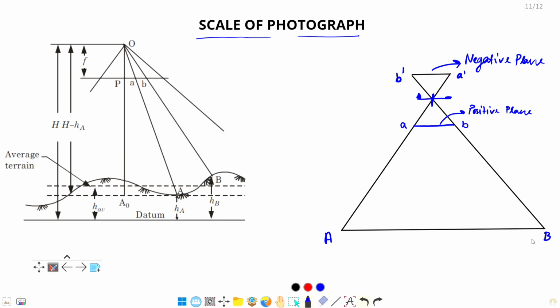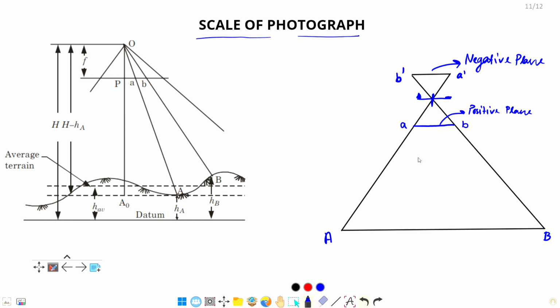This small ab represents our photo distance on the photograph, and this capital AB represents our distance on the ground. And we know that in a map, scale is map distance upon ground distance. So here scale will be photograph distance upon ground distance. Here the photograph distance is small ab and here capital AB, if we are talking about two points. If one point, we will see that also. Just keep in mind that this is how negative plane and positive plane work.